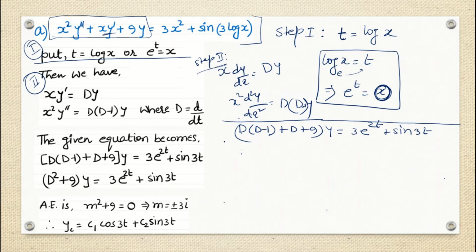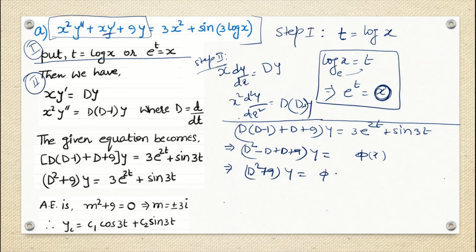Now we can rewrite it as (D² - D + 9)y equals whatever is present in my right hand side, that is phi x. Or I can write it as (D² + 9)y equals phi x. Fine. Now if you see this form, that means we can use type 1, 2, 3, 4, 5, whatever. That means I can follow the steps to find CF plus PI.